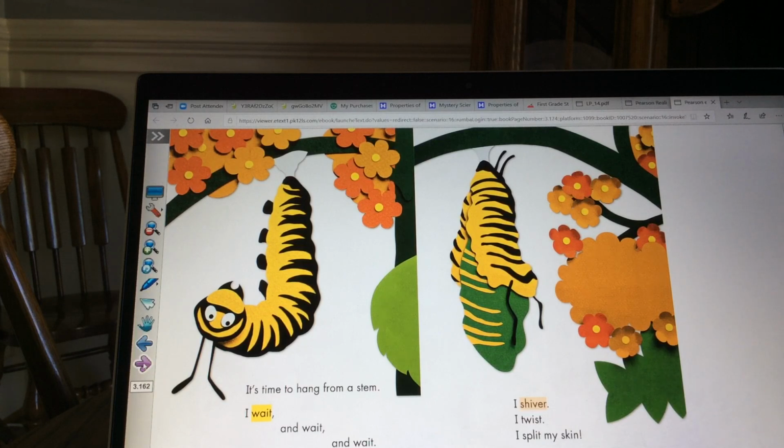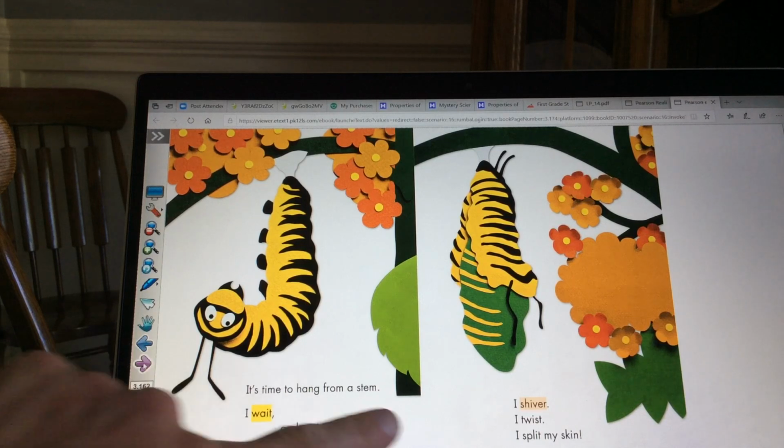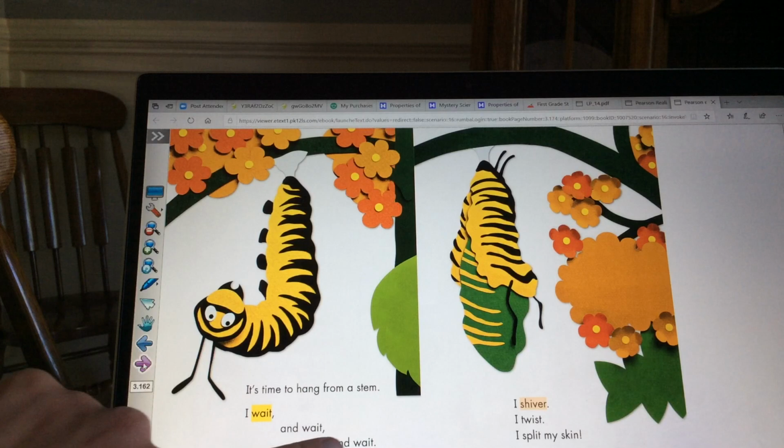What does the caterpillar do after it hangs from a stem? What does it do? It does several little things. After the caterpillar hangs from a stem, it has to wait before it can split its skin. What clues tell you if it waits for a short time or a long time? I want you to think about this right here. Is that a short time or a long time?